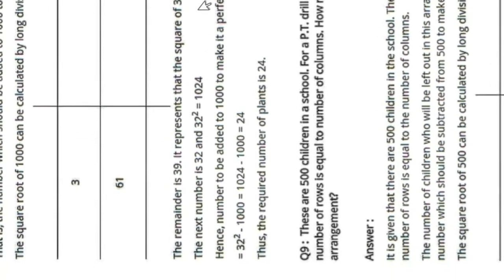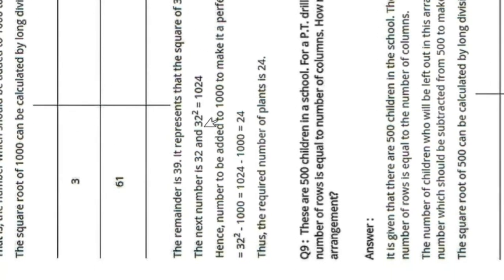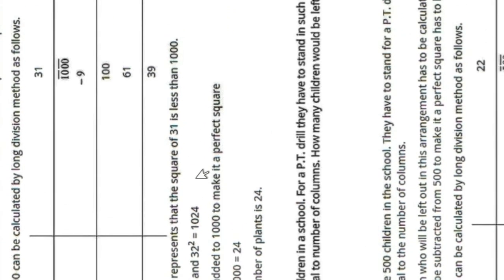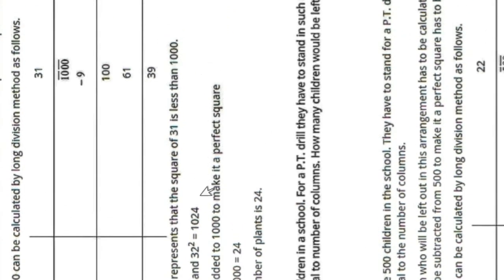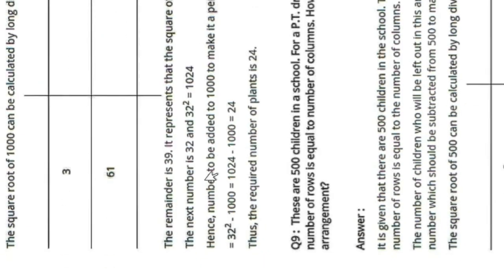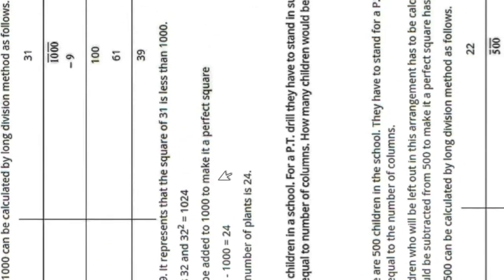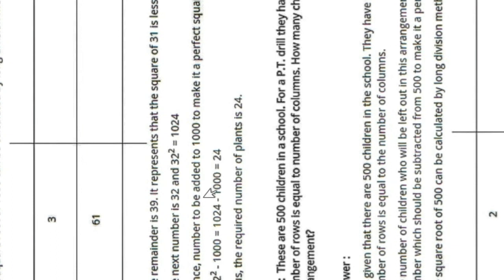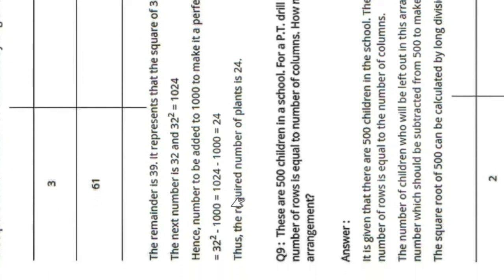So the next number to 31 is 32, and 32 square equal to 1024. So after 1000, the next square number is 1024. So the number to be added to 1000 to make it a perfect square should be 32 square minus 1000, that is 1024 minus 1000, that is 24. Thus the required number of plants is 24.